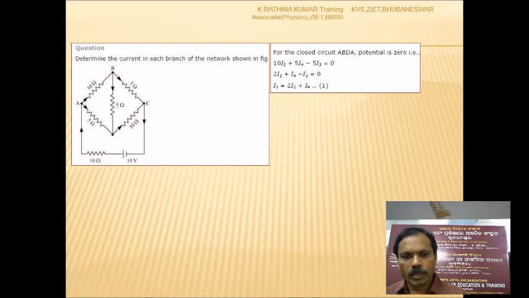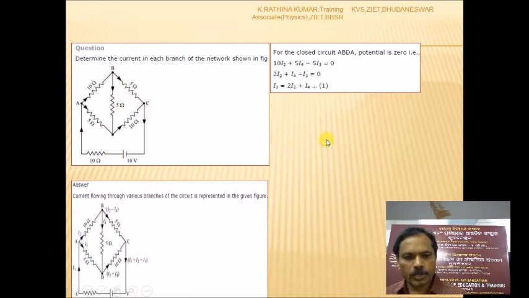Then next question: determine the current in each branch of the network shown in the figure. So this is a Wheatstone bridge, everybody knows this is a familiar one, with points A, B, C, D given, and here 10 ohm, 5 ohm, 100 ohm and 5 ohm. So between B and D there is a 5 ohm resistor given. Then let us see the equivalent circuit.